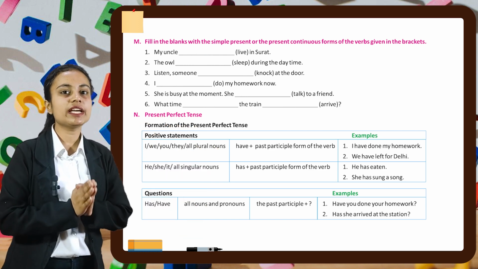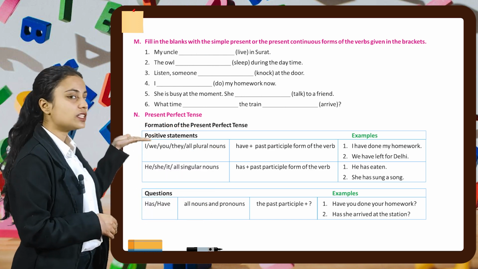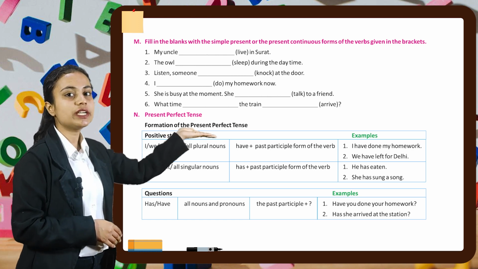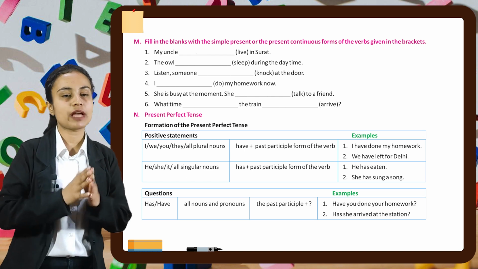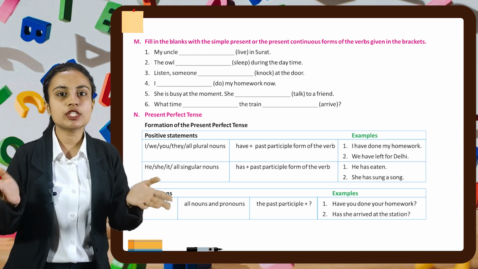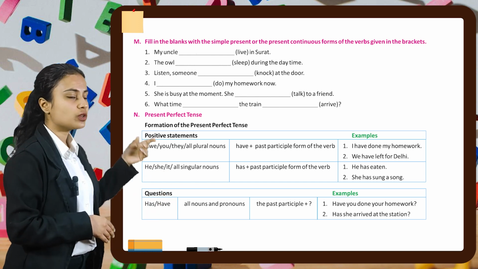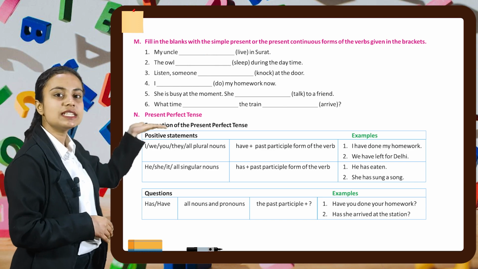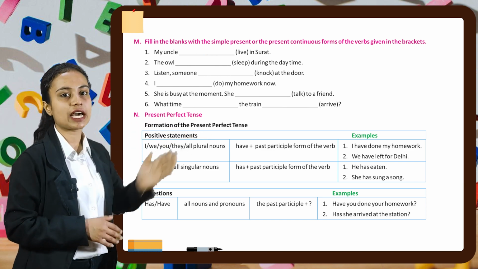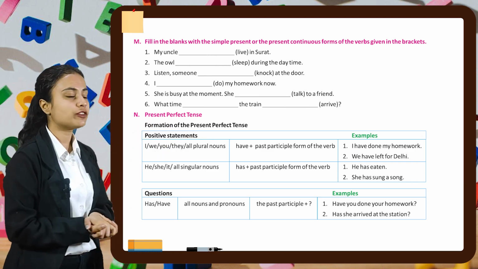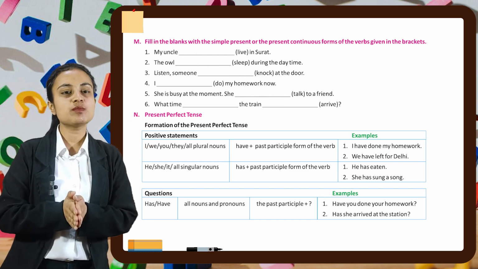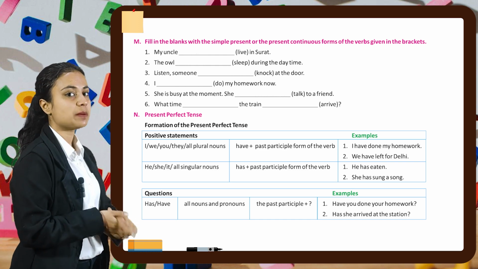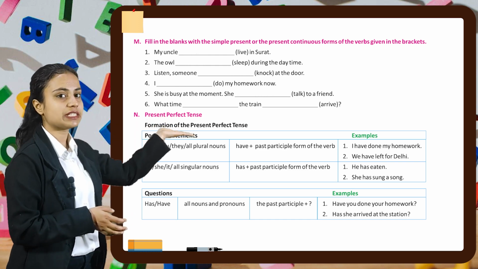Similarly, in the next sentence, it is written "the owl dash during the daytime." So this sentence is also a general statement. Every owl sleeps during daytime. So the sentence will be, the owl sleeps during the daytime. In a similar way, you have to do the rest of the parts of these questions by yourself. Let's move on to the next part, which is part number N, present perfect tense.